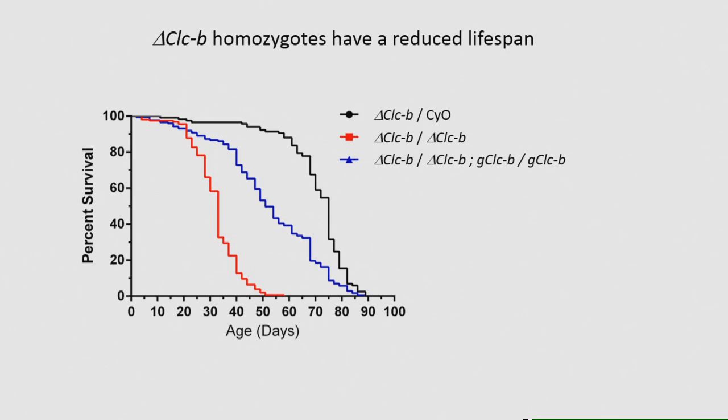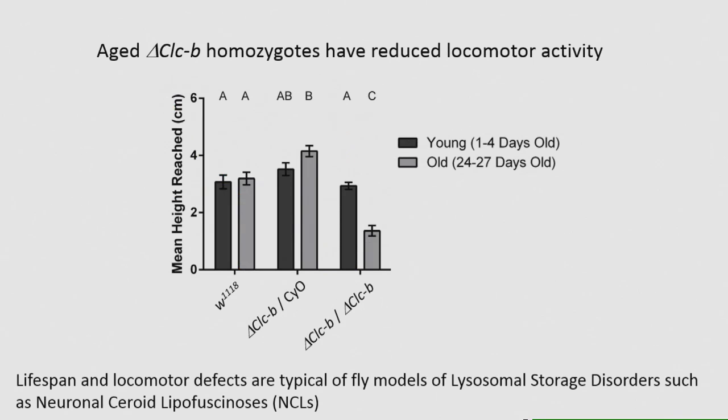Looking to see if there are any more phenotypes, we found that they have a lifespan defect. So here are the mutants. They have a significantly truncated lifespan compared to their heterozygous siblings, and we can partially rescue that defect with our genomic rescue construct. Now, remember that clique B is homologous to CLC-6 and 7, and mouse knockouts of those 2 genes show symptoms of neurodegeneration, neuronal ceroid lipofuscinosis.